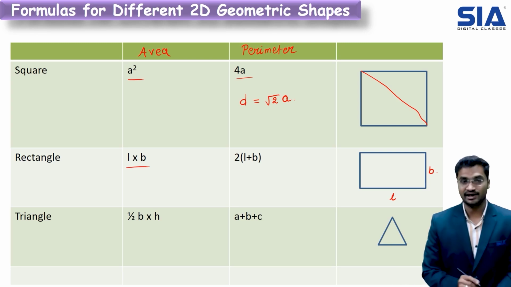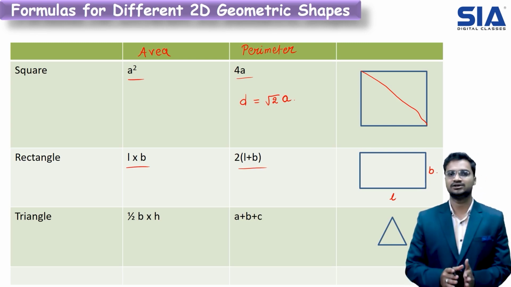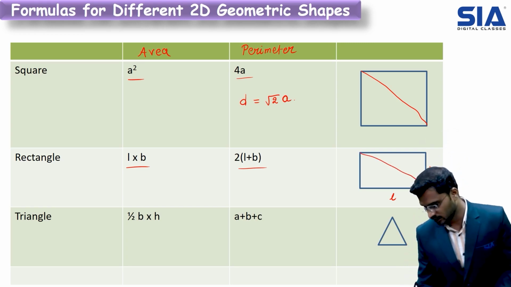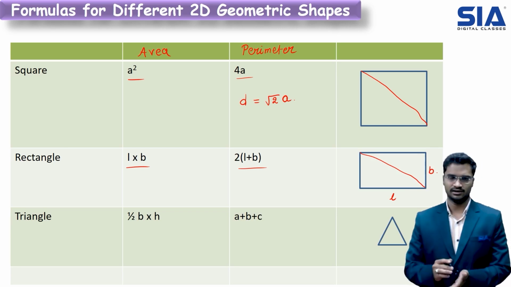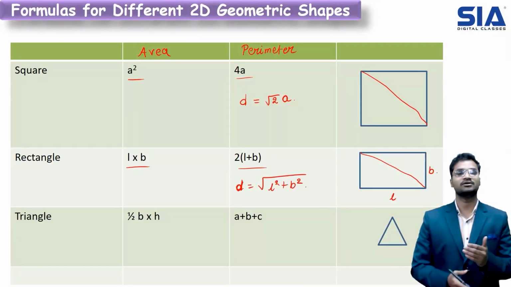So the area of a rectangle is length multiplied by breadth, and the perimeter of a rectangle is 2 times of L plus B. Now, if you want to find the diagonal of a rectangle, then we know that the diagonal of a rectangle D is equal to under root of L square plus B square. Okay.